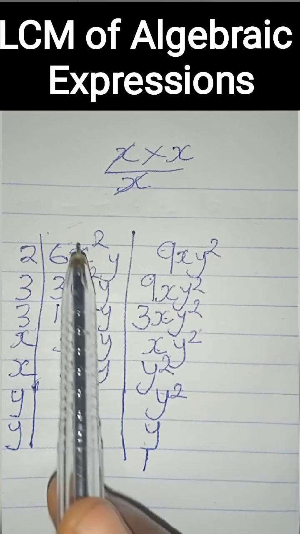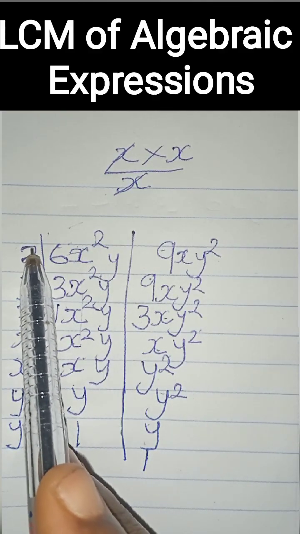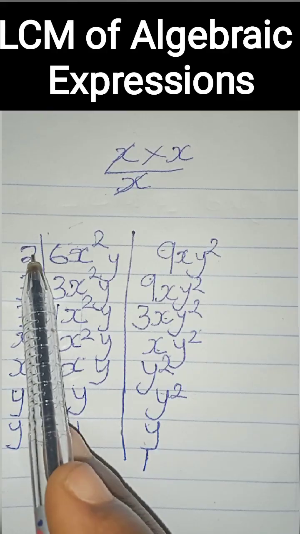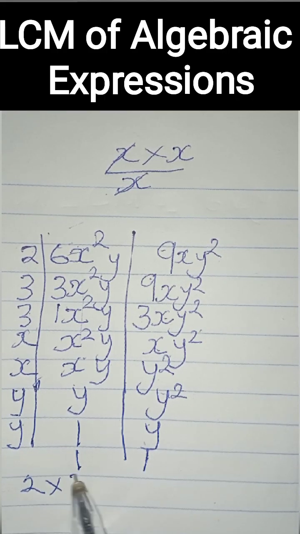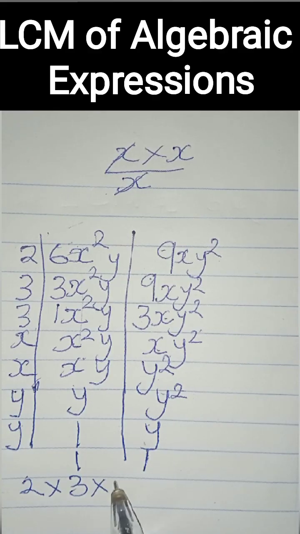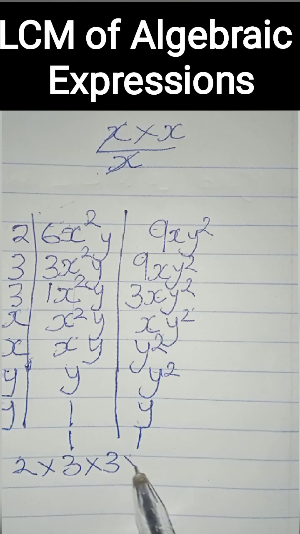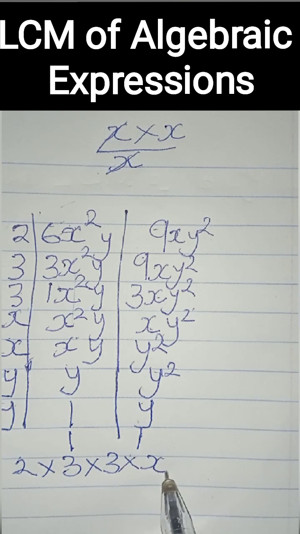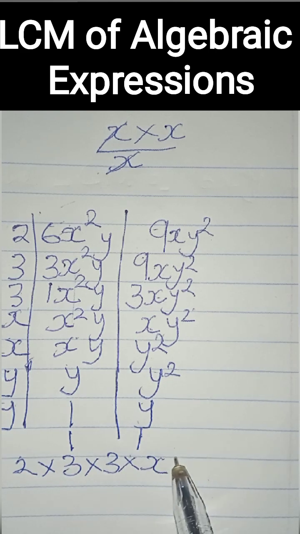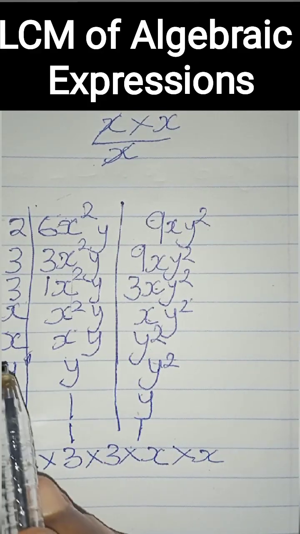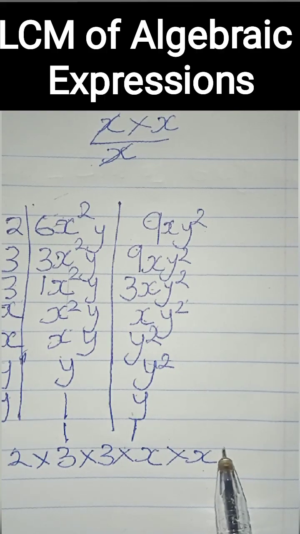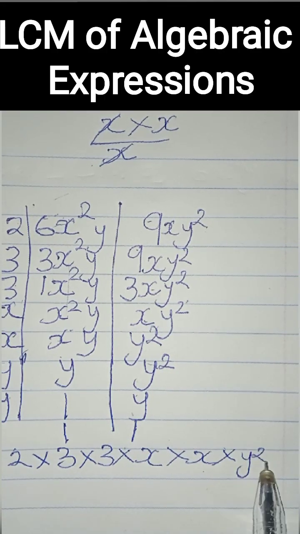Now to get my LCM, I'll just multiply all these factors there. The LCM becomes 2 times 3 times 3 times x times x. Don't mind the way I'm writing this. Times y times y times y. That's y squared. Let me write it y squared times y squared.